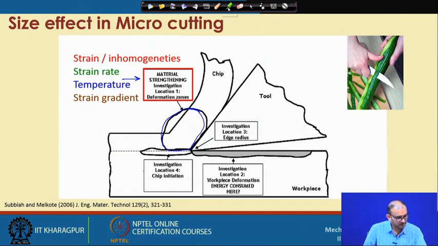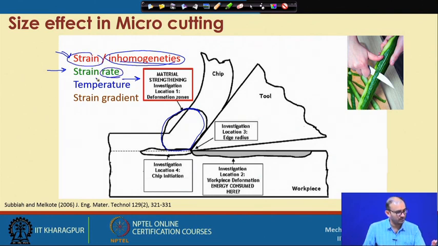The first thing is the strain or inhomogeneity. Suppose we know that all material has a little bit of defects, in terms of some porosity and other things, inclusions are also there. These are also considered as inhomogeneity. The second thing is the strain rate, the rate at which you are getting the deformation. With respect to time, you are getting some deformation in the workpiece.